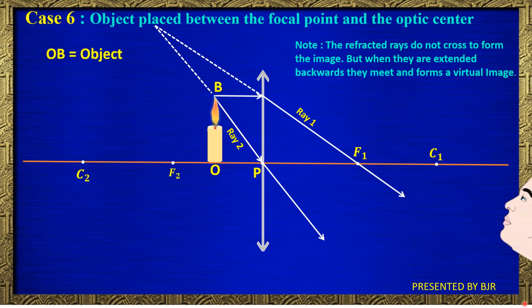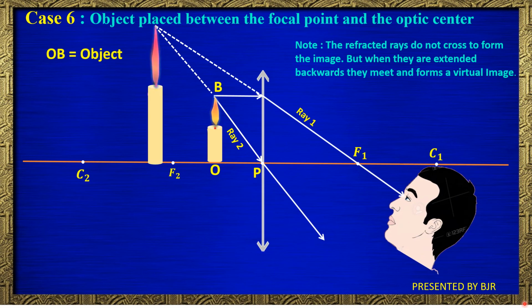Okay, see here. Here is an observer. That's all. How nicely the image has been formed here. So he can only see this image, isn't it? He cannot see the object because these two refracted rays appear to be coming from this point here. Hence, he sees this image only. And this image cannot be seen by us. So this is called the virtual image.